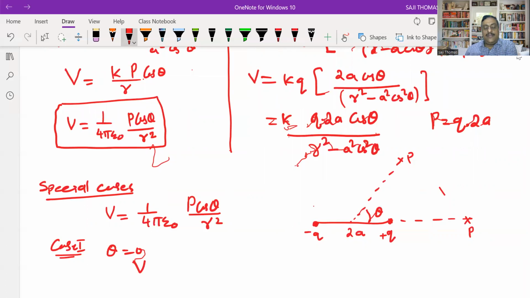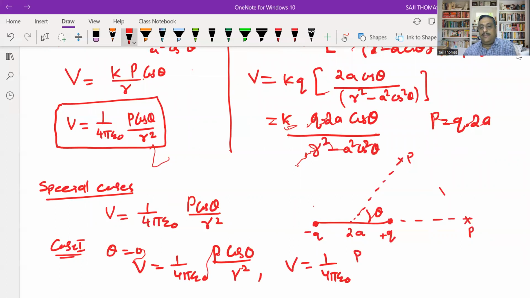So what will be V? 1 by 4 pi epsilon 0 P cos 0 by R square. So V equals 1 by 4 pi epsilon 0 P by R square. This is the equation for the electric potential at the axial line of a dipole.